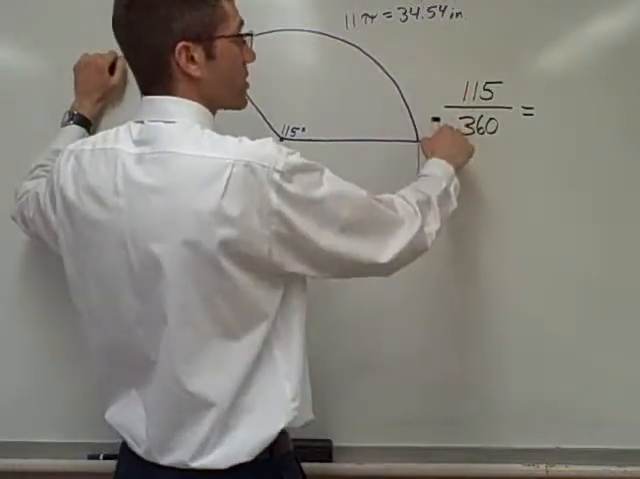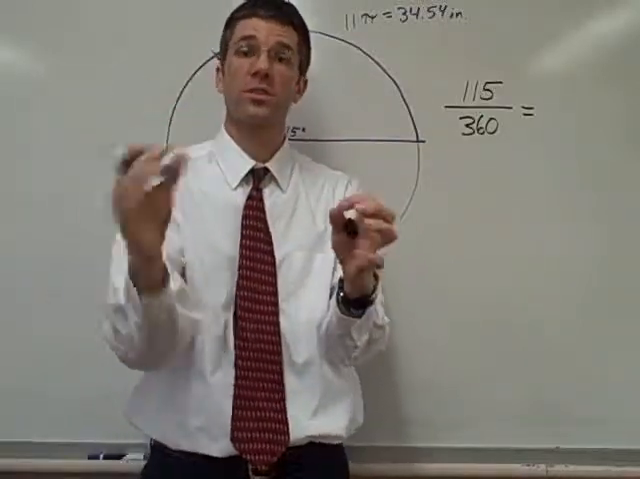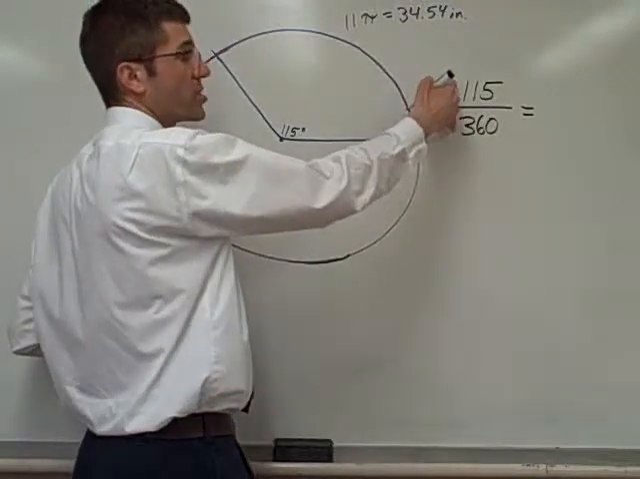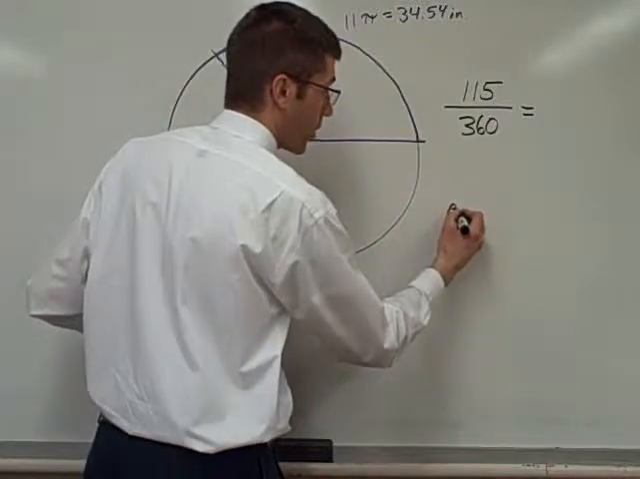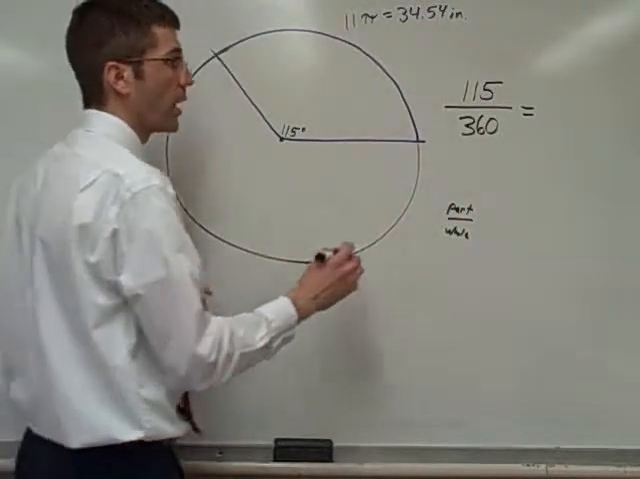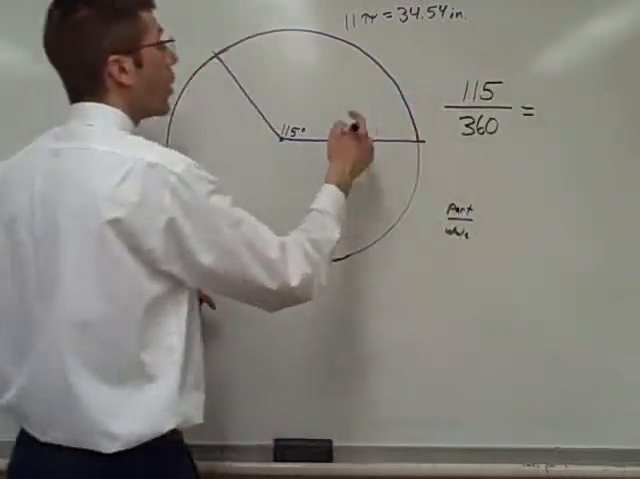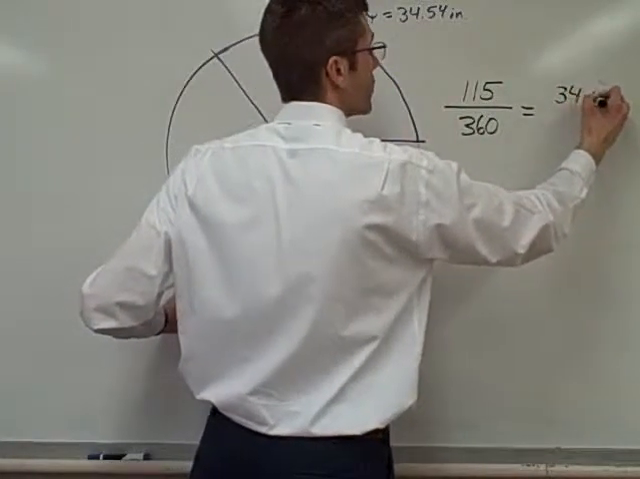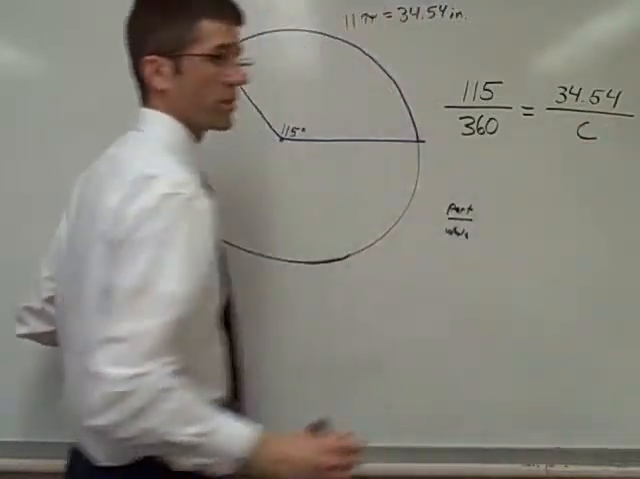We have this much of the circle, and it's equal to the ratio of the arc to the circumference. Let me say that again. It'll make a little more sense this time. This is the ratio of the angle measurements. This is part over the whole. And we're going to do this with angles, and we're going to do this with arcs. We know this much of the circle is 34.54. What we don't know is the circumference.